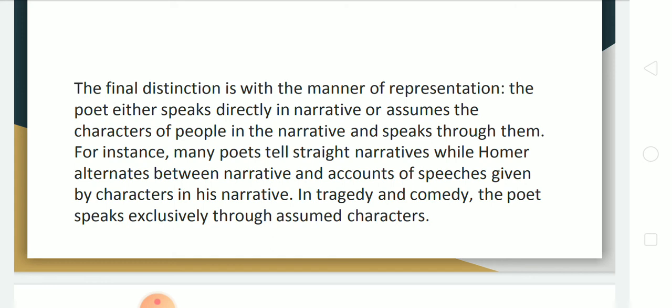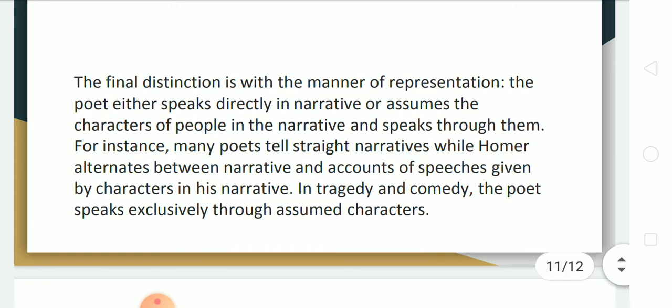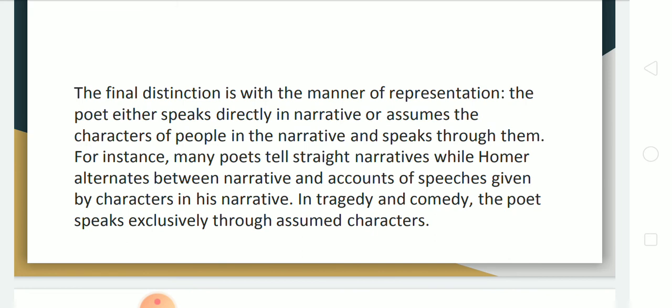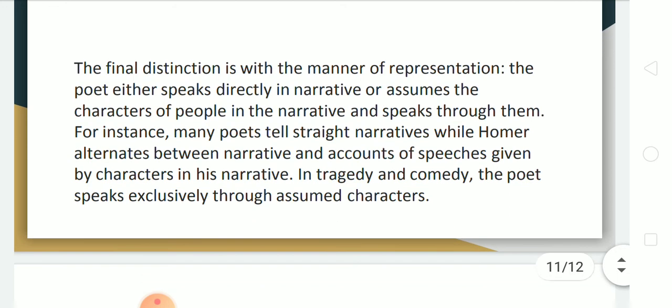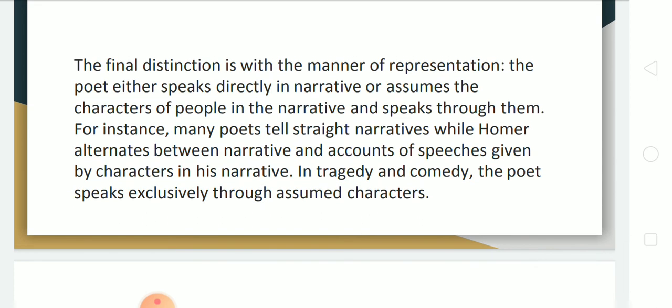For instance, many poets tell straight narratives, while Homer alternates between narrative and accounts of speeches given by characters in his narrative. Many people use first person in telling their stories, while Homer differentiates between narrative and accounts of speeches given by the characters. In tragedy and comedy, the poet speaks exclusively through assumed characters. These are dramatic, not narrative, so the characters are the mouthpiece of the poet, and the poet talks through the characters.